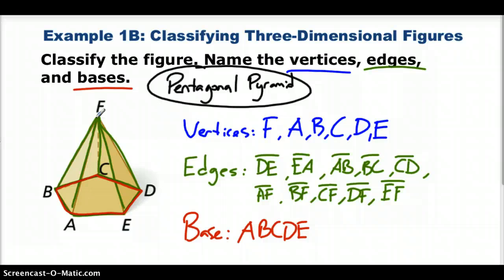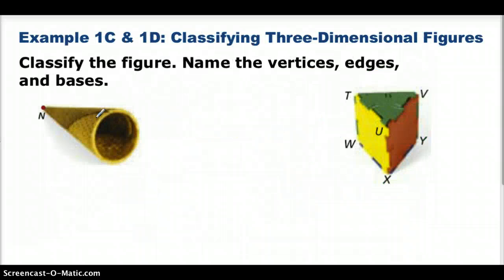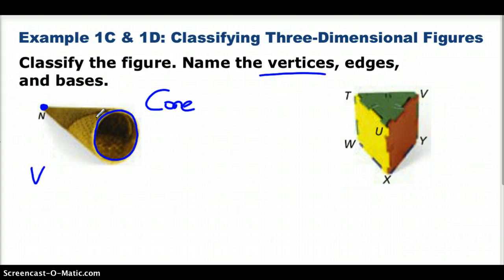Okay, so here are a couple more. It says classify the figure, name the vertices, edges, and bases. Okay, well, if we take a look at this, it looks like an ice cream cone, right? So I can see that we have this circular base here. Okay, and it has this curved surface that all connects to this point, right? So I'm just going to call this a cone. Okay, now we want to name the vertices. Well, this only has one vertex. Okay, this vertex is just going to be the point N, right, where this curved surface meets at a point.